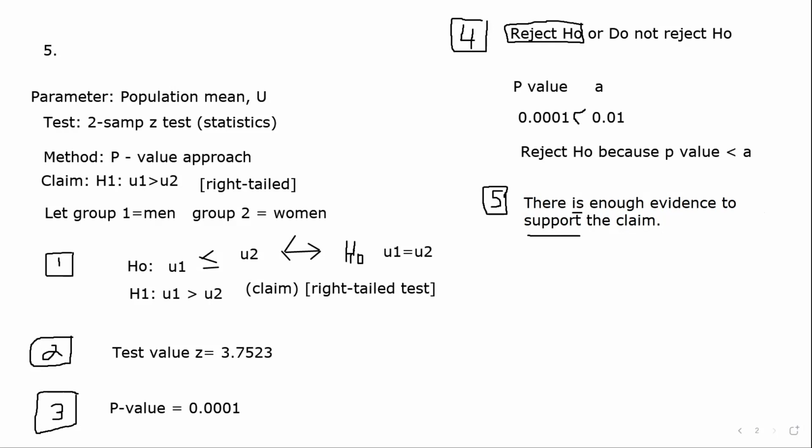And if you want to write for some context up here, you can say that your claim was H1 and your decision was reject H0. Remember, that's your flow chart if you need it. Okay, that's your step there.